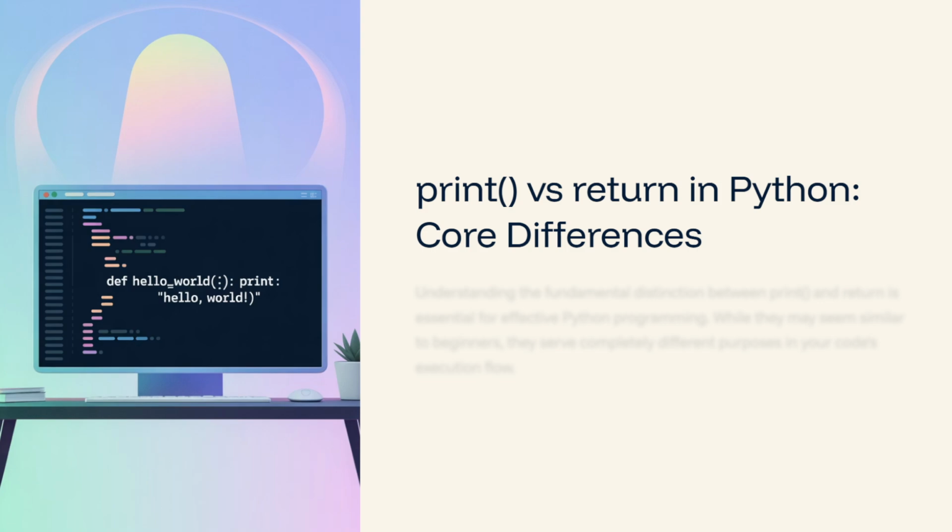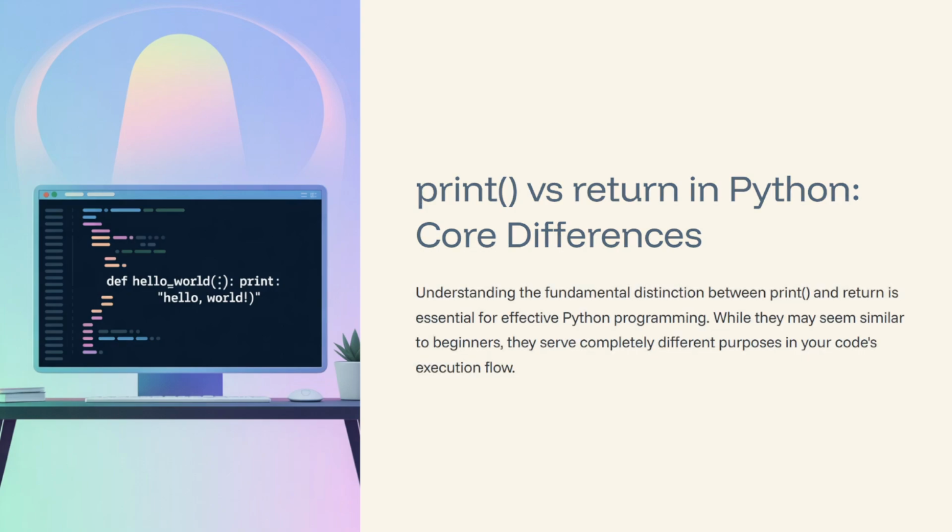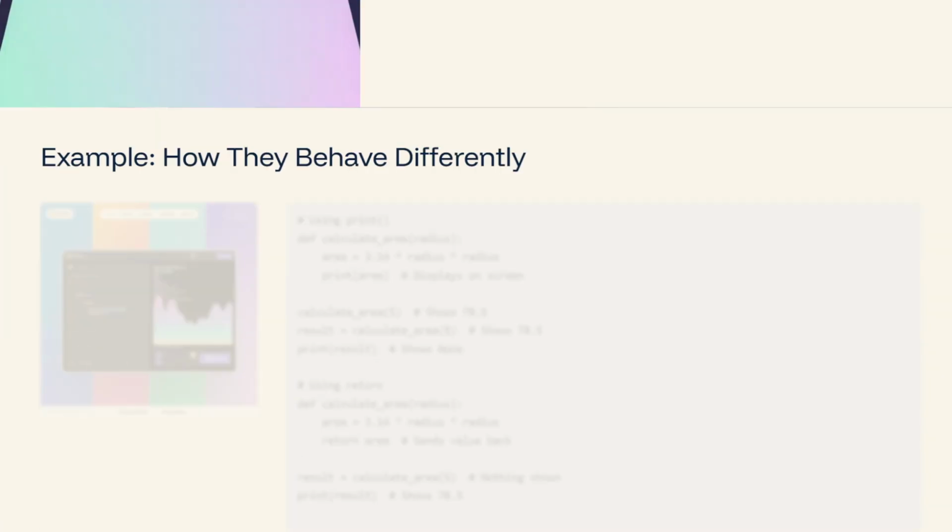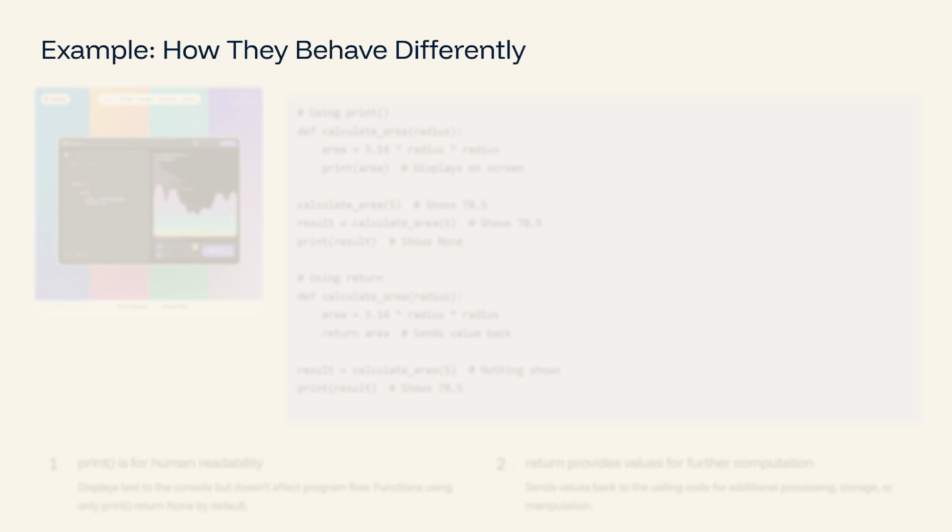In this video, we are going to look at print versus return in Python. What are actually the core differences of these? Understanding the fundamental distinction between print and return is essential for effective Python programming. And while they may seem similar to beginners, they serve completely different purposes in your code's execution flow. So, how do they actually behave and how different are they?